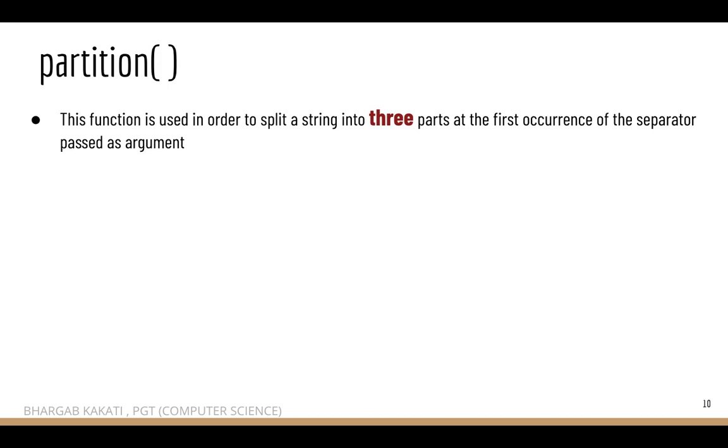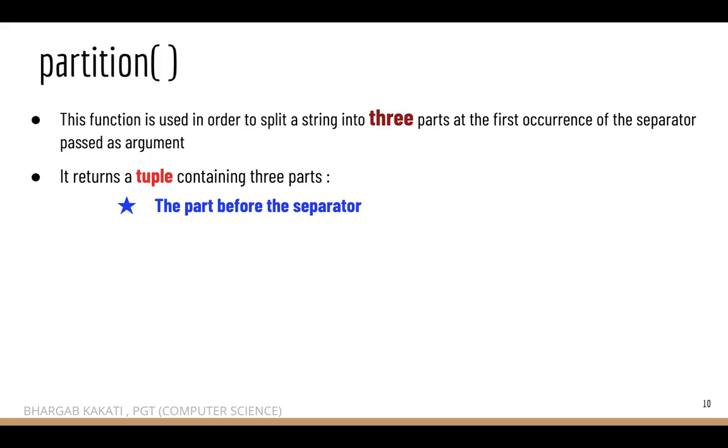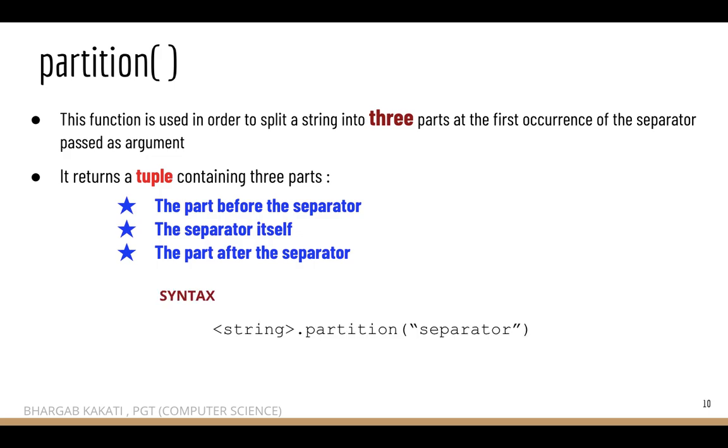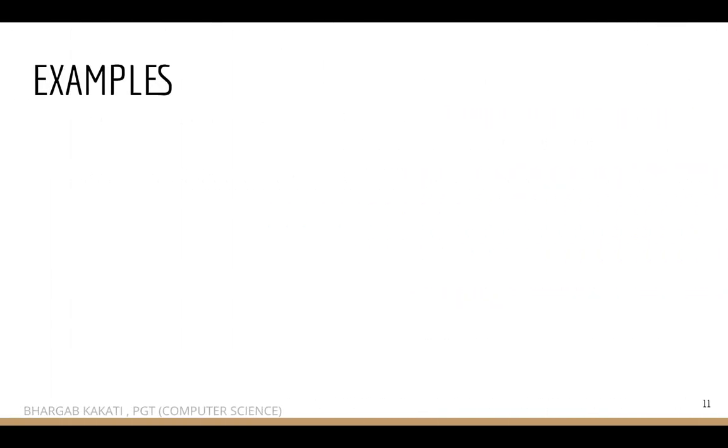What it does, it will split the entire string into three parts, and then it returns the result in the form of a tuple. So it returns a tuple containing three parts. First is the part before the separator, then the separator itself, and the part after the separator. Let's see the syntax. The syntax goes as follows: string dot partition, and then within braces we need to specify the separator. Let's try to understand with the help of an example.